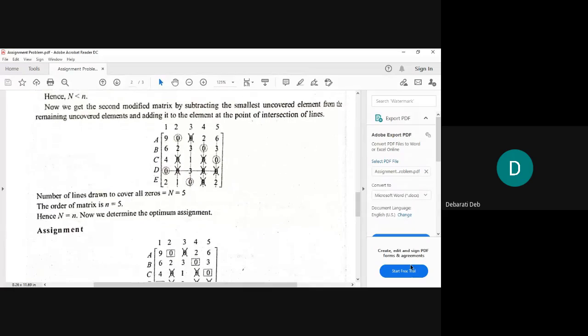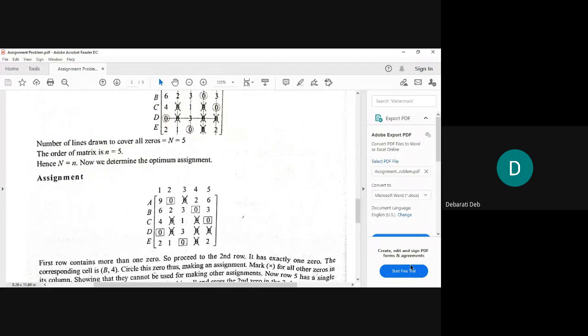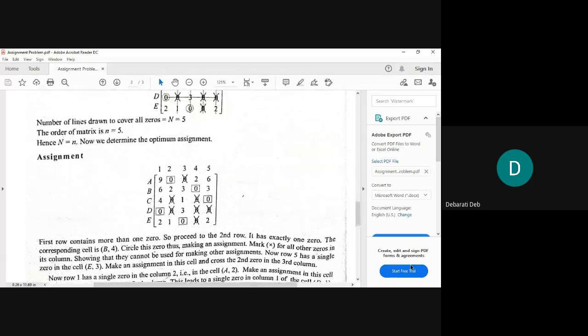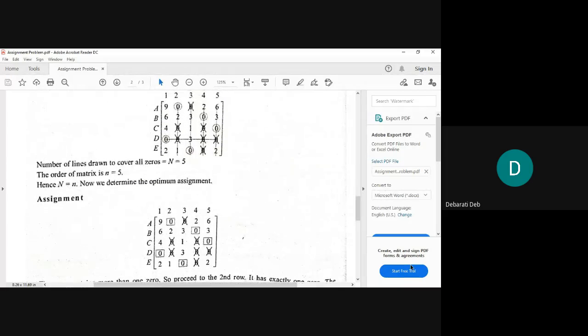Then in the next line you write, hence capital N equals small n. Full stop. Then you write, now we determine the optimum assignment.